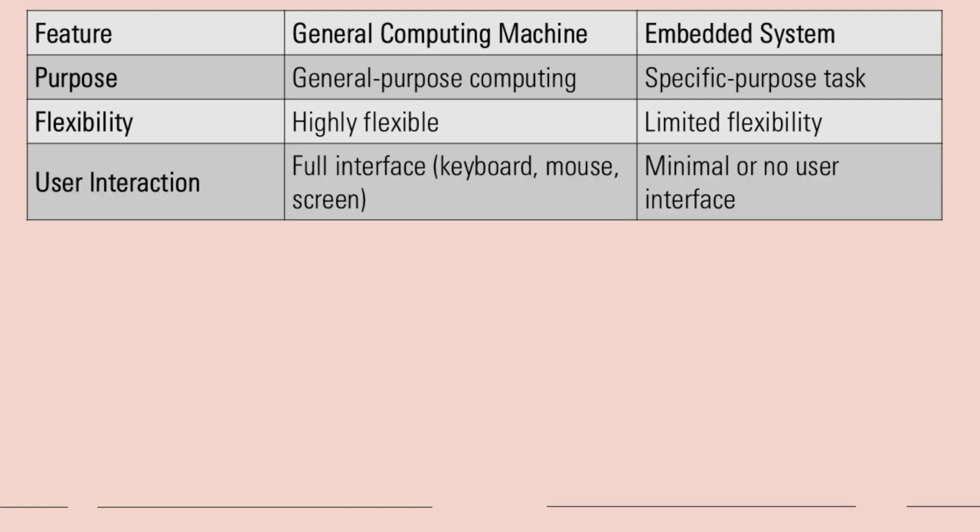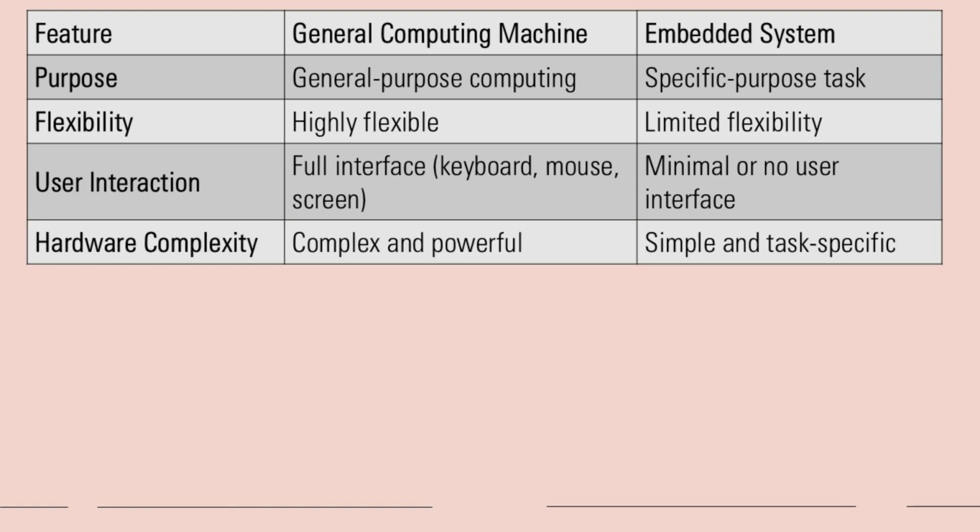Now, the third point: user interaction. General computers have a full user interface, like keyboard, mouse, and a large display screen. Embedded systems often have minimal or no direct interface, maybe just a few buttons or an LED display.